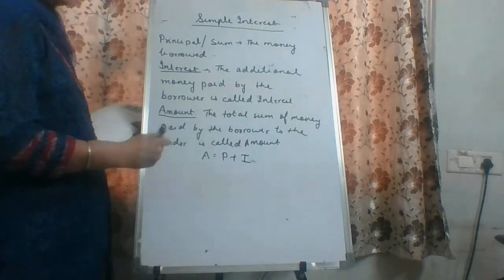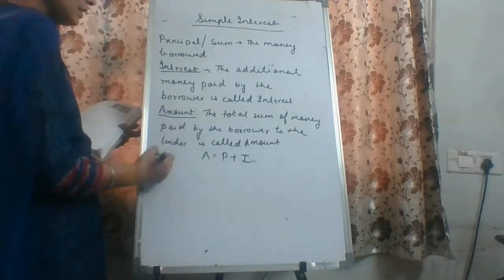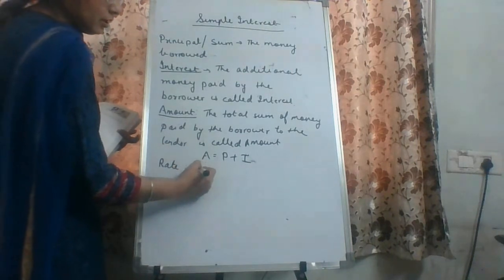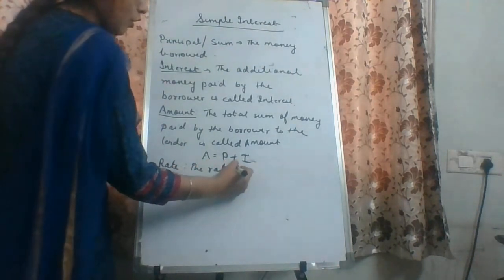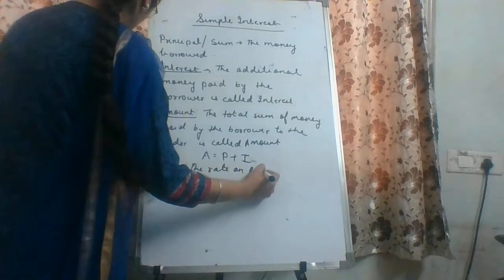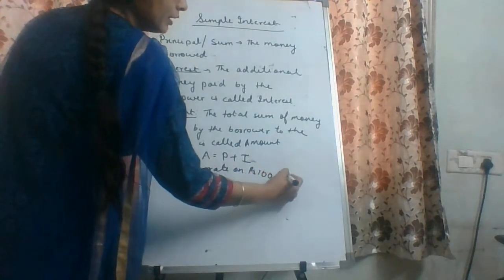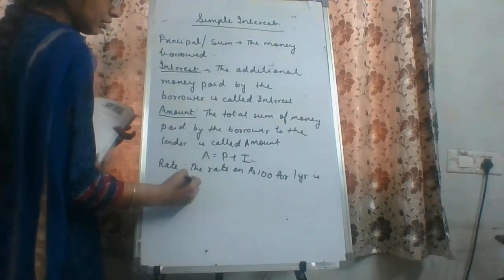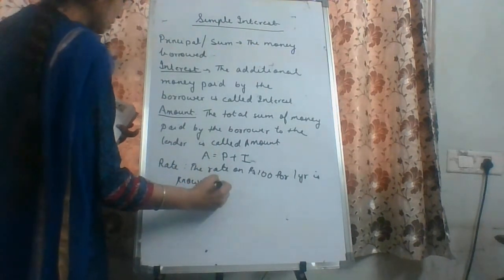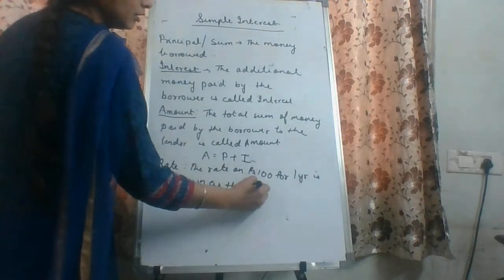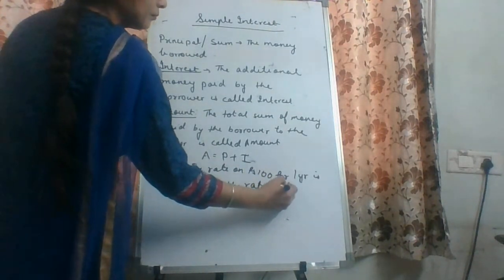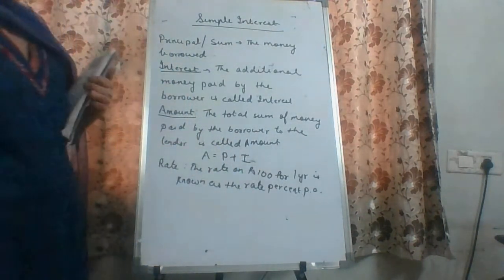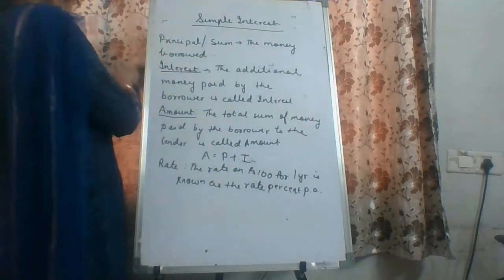Now, rate is the rate on rupees 100. The rate on rupees 100 for 1 year is known as the rate percent per annum. Per annum means per year.